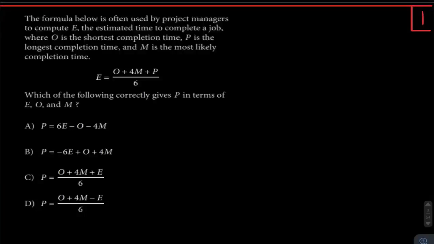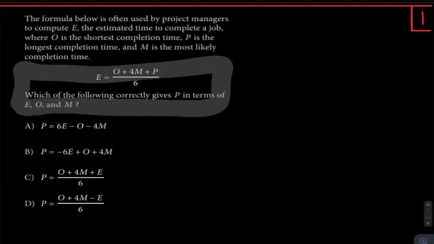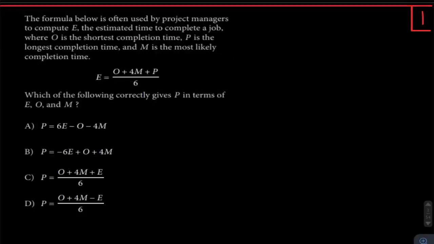Because all it's asking for here is P in terms of E, O, and M. And so it wants you to solve this thing for P. That's it. And you can even see that with your answers. It's a good idea to look at your answers before you start working on the problem. And so you might get to this point and be like, okay, well, I know what the problem's asking now, but I don't know how to solve for P.